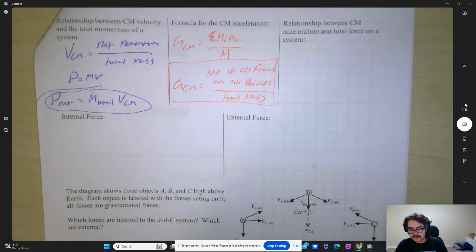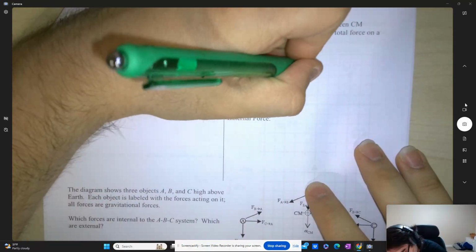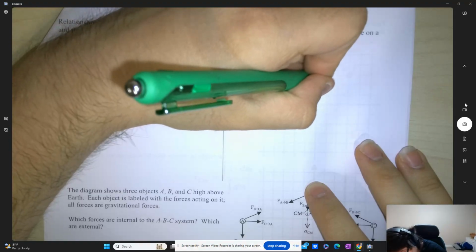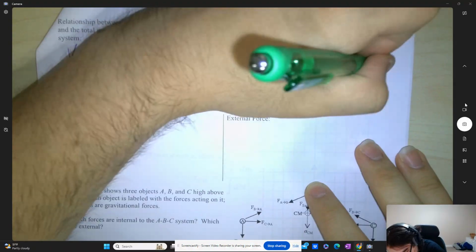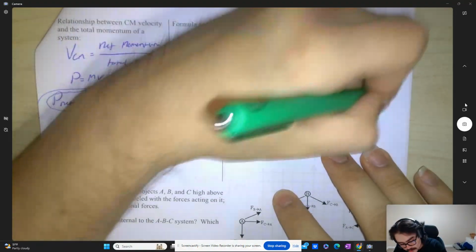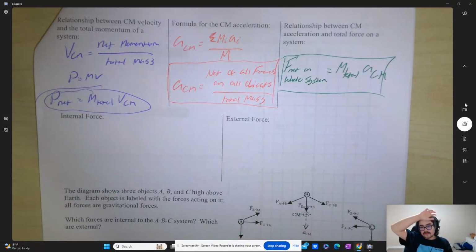And the relationship between the center of mass acceleration and the total force on the system is that the F net on the whole system should be equal to the total mass times the acceleration of the center of mass. So we're just writing some equations here that show these relationships between different motions of the center of mass.